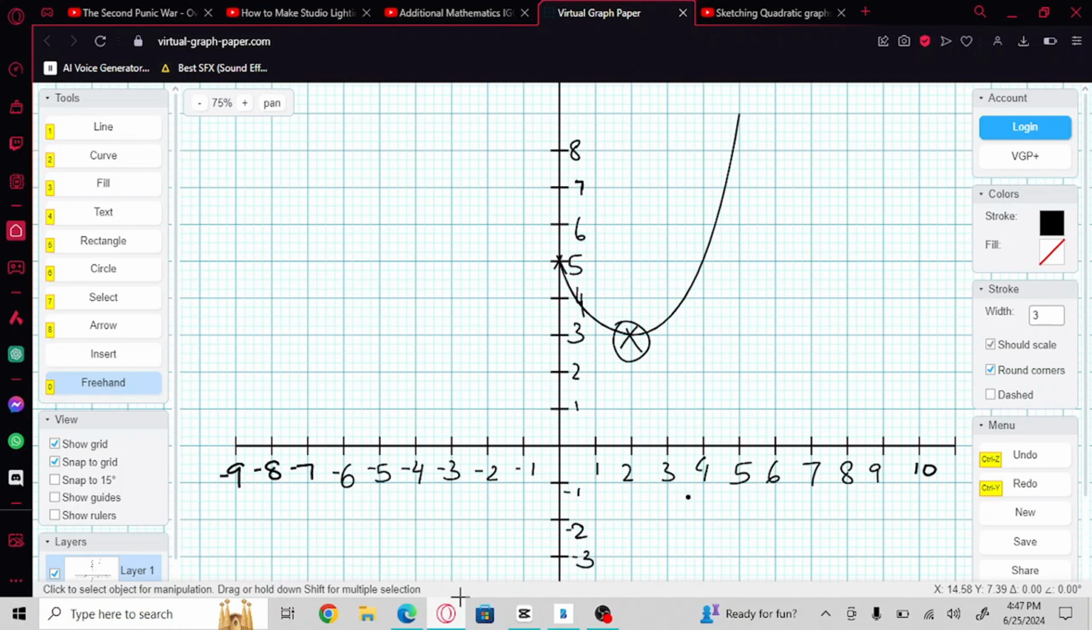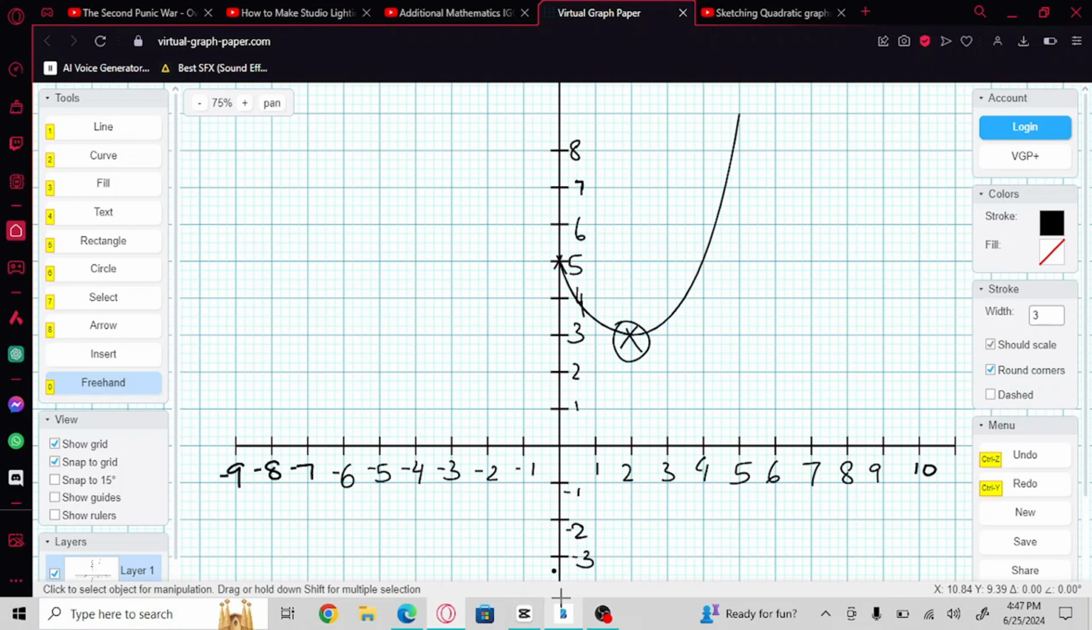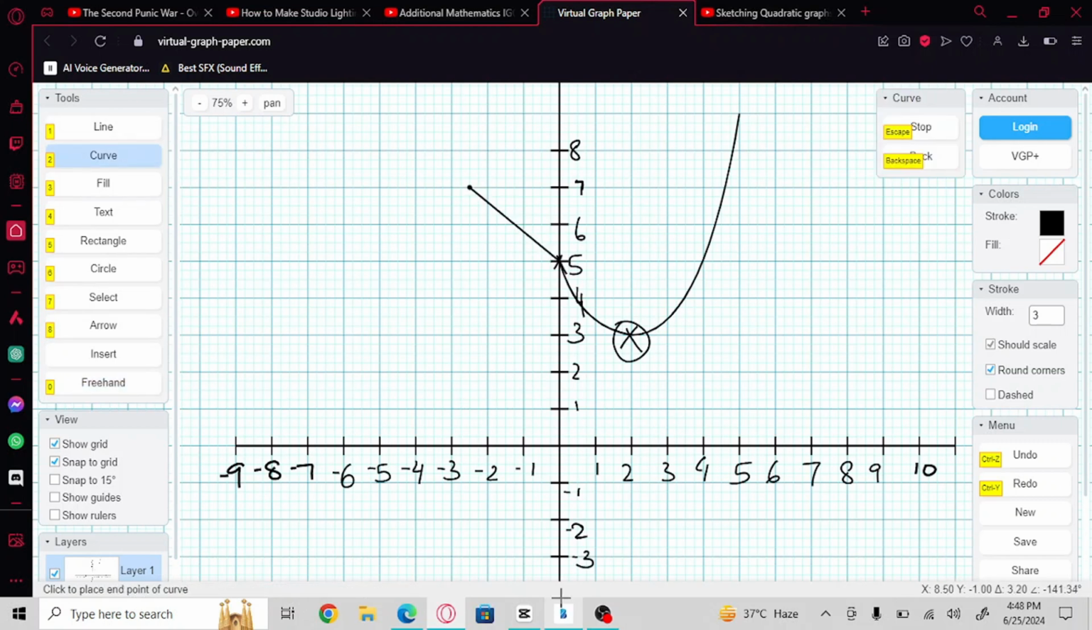Okay, and that's the point. What they ask in the question is to find a suitable domain for which f inverse exists. So they are saying we have to find a suitable domain for which this graph is a 1-1 mapping. They are saying it in other words. However, if we see here, and let me extend this graph, this graph goes like this and something.